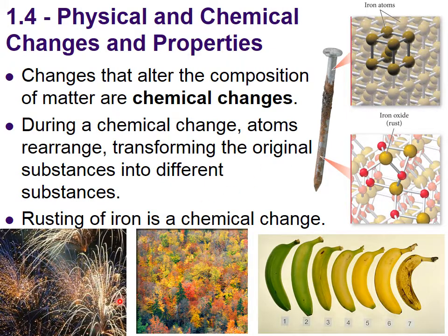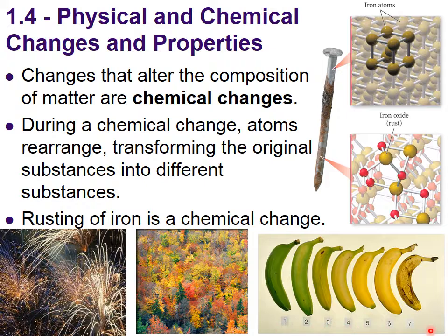Fireworks exploding. Fireworks are made up of little metal flakes, and they catch on fire to become metal oxides. When leaves change color in the fall, the chlorophyll that makes the leaves green is actually breaking down to make new compounds. So it's losing that green component, and it changes into the reds and the oranges and the yellows that we see.